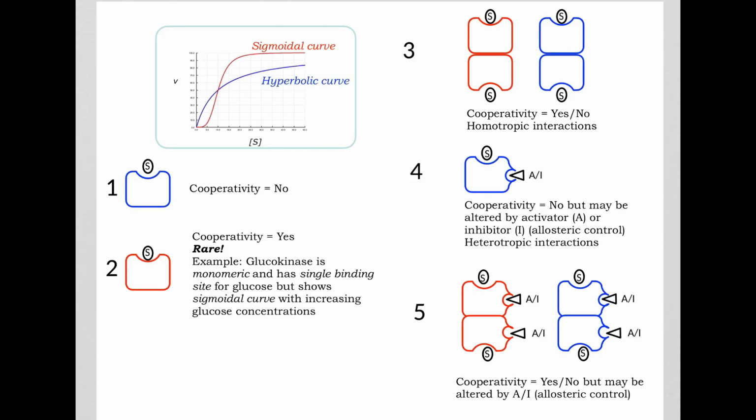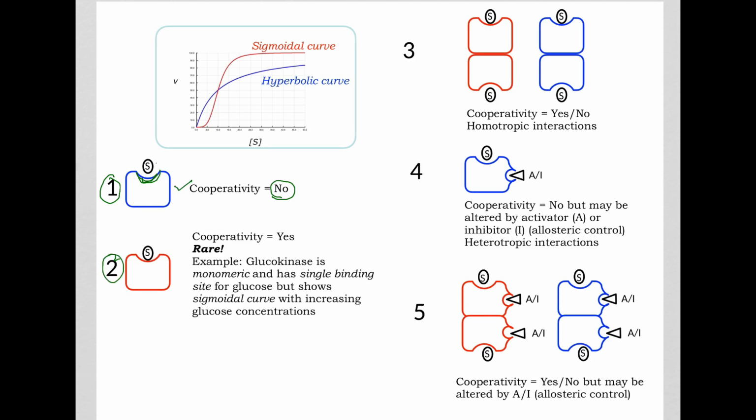So let's see what this cooperativity is, and what kind of enzymes may show hyperbolic curves and what kind of enzymes may show sigmoidal curves. In the first case, here is an enzyme that has only one binding site for the substrate molecule. So in this case, there is no cooperativity, and therefore this curve is going to be hyperbolic.